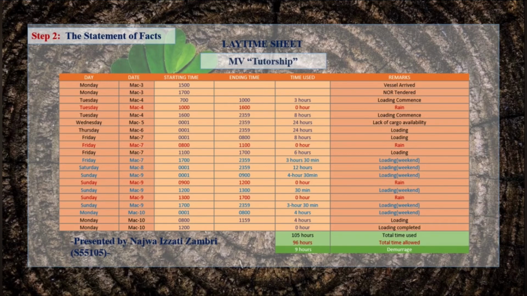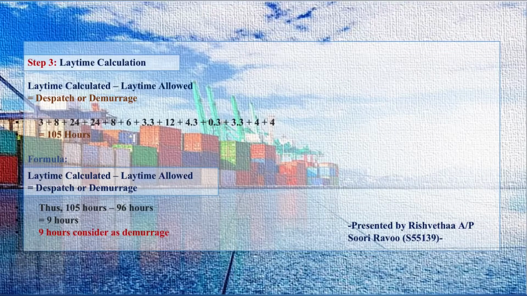As we can see on the screen, total time used is 105 hours. Basically, the time allowed as we calculated in step 1 is 99 hours. Therefore, it can be concluded that it exceeded the total time allowed by 9 hours, so we can consider this as demurrage. The third step is the late time calculation.